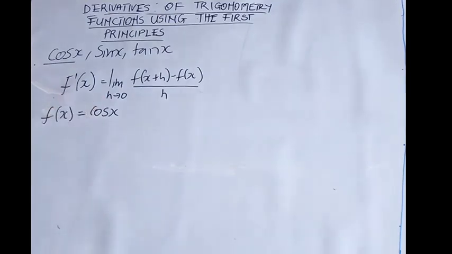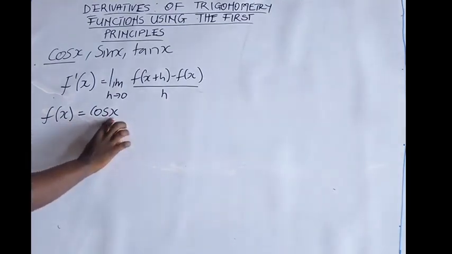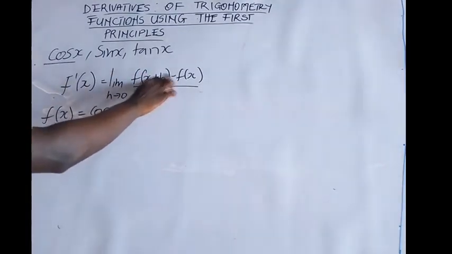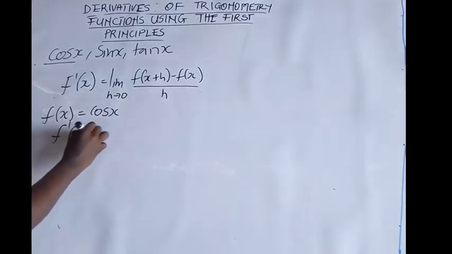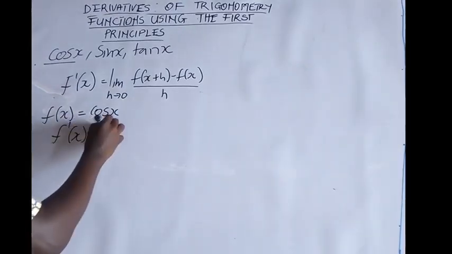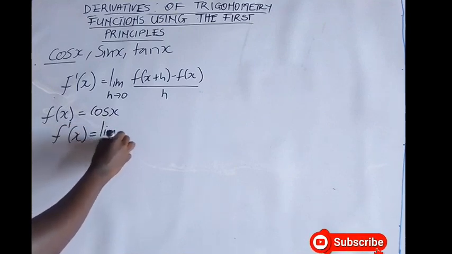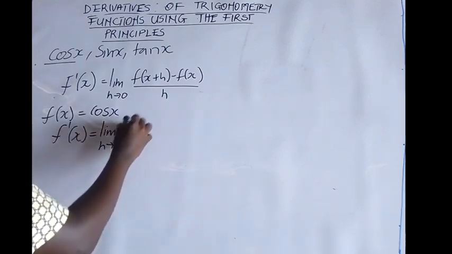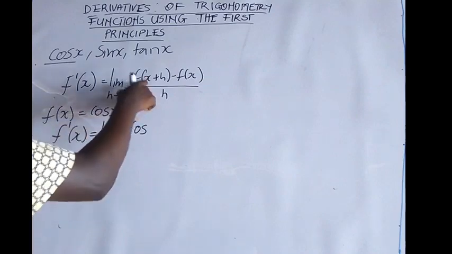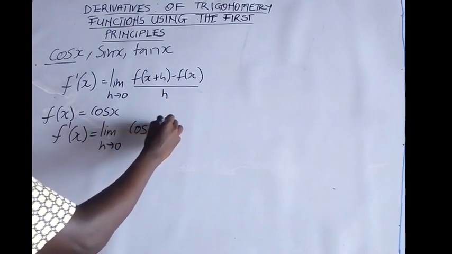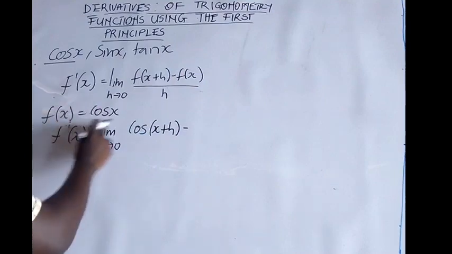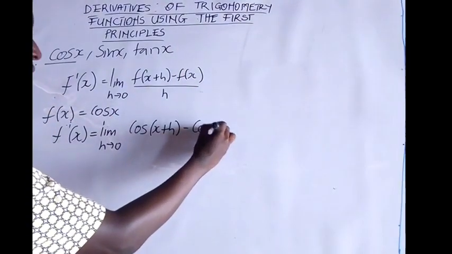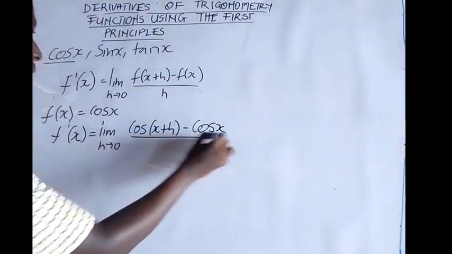So in this case, wherever we see x, you just replace it by x plus h. So the derivative of f of x is equal to the limit as h approaches 0 of cos, you're having x here, so x plus h minus f of x. f of x is the whole thing, so cos x, all over h.